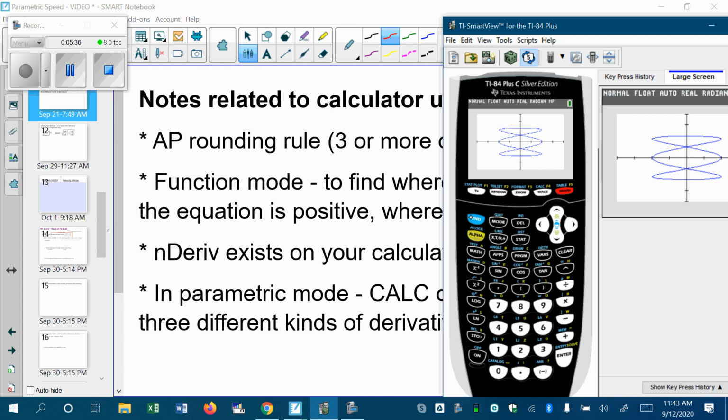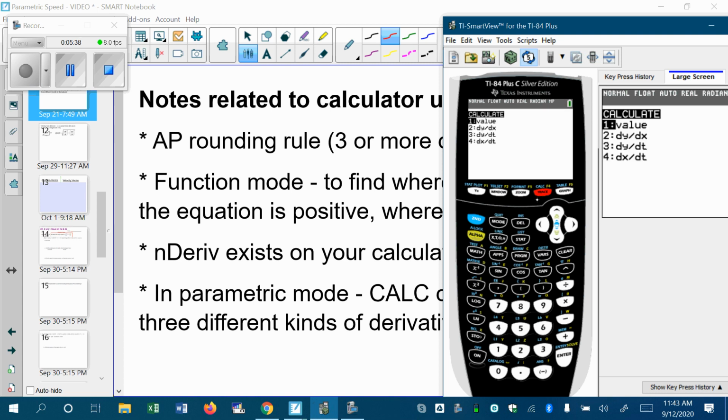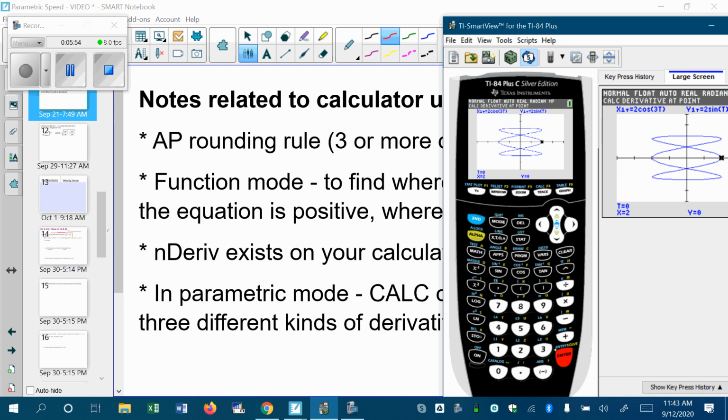If you look in the calculate menu, look at this. Isn't this nice? You can find a value. You can find a slope. All of the first order derivatives are right in there. So if I had a question where I needed to find dy/dt at a particular location, maybe I care about at pi over 4 for my parameter, it's going to tell me the slope, and it's also going to visually locate that for me.